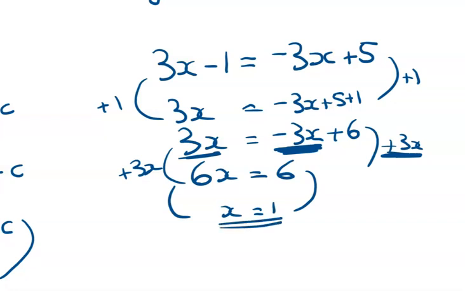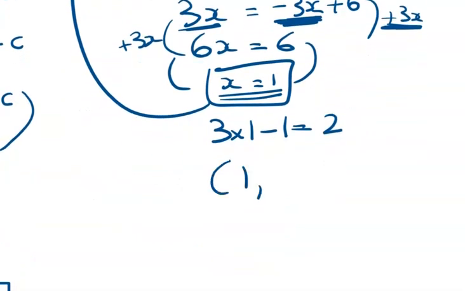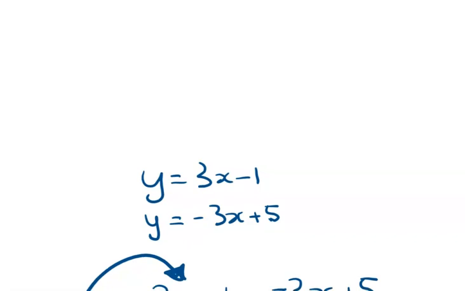Then we take that x value and we put it back into either of the y values. And it doesn't matter because that's the whole point, right? So 3 times 1 take away 1 is equal to 2. And you can see that what we've done is with algebra now, we've got the coordinates of that intersection point. Okay, so that was for doing A and B.